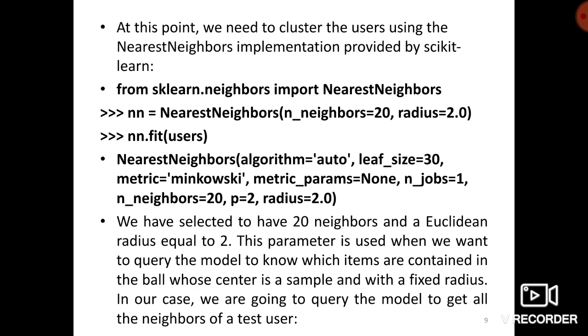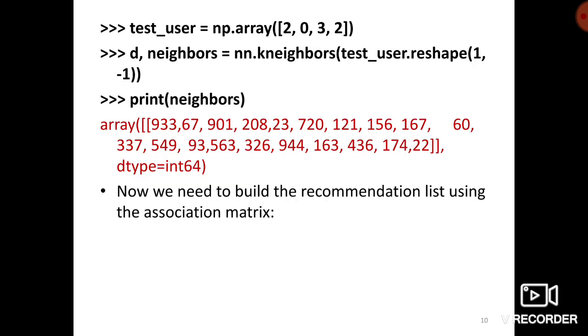In our case, we are going to query the model to get all the neighbors of the test users. Now test users is equal to, if you observe, 2032, these are the values related to the test users, and when we print the neighbors we will observe 9333, 67, 901, 208, 23, 720. In this way we need to build the recommendation system list by using the association matrix. These are the neighbors actually.